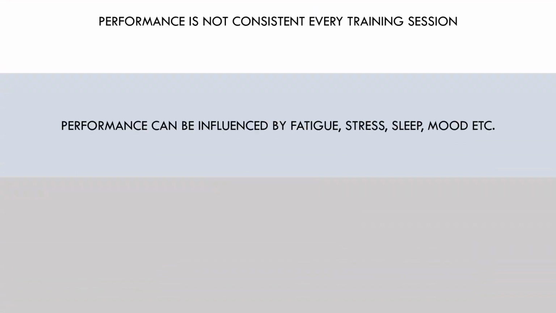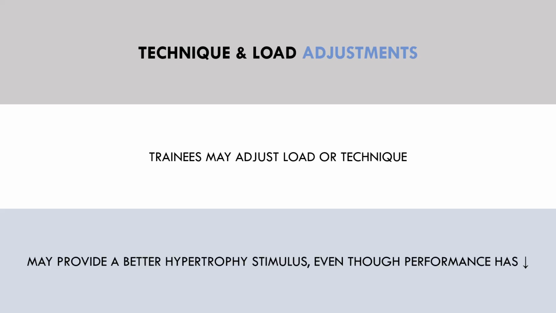The other issue is that trainees may adjust their technique or change the load they use for a given exercise. This will alter the number of reps they perform and the load used. For example, if a trainee is using sloppy technique for a seated cable row, they may drop the load slightly and use a more strict and effective technique. While this will probably produce a better stimulus for the back muscles, a rigid progressive overload model won't account for this.